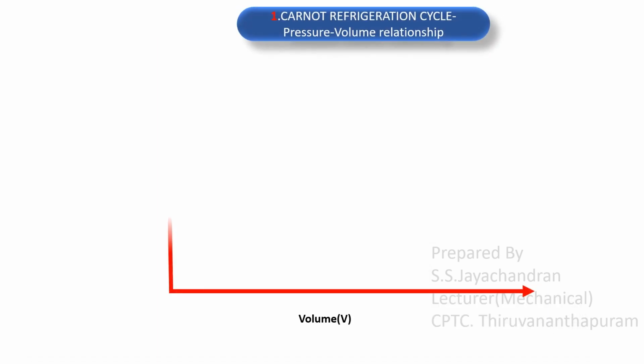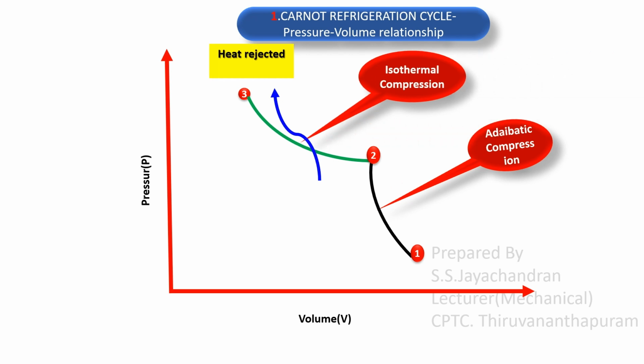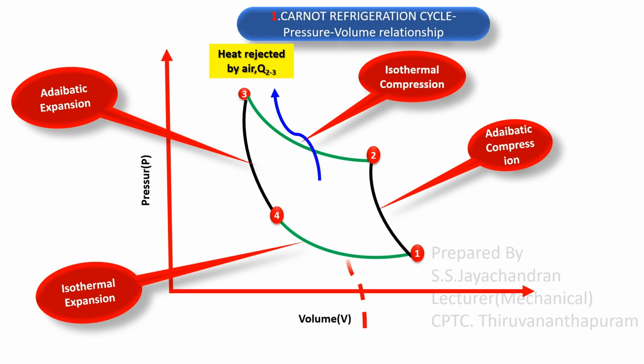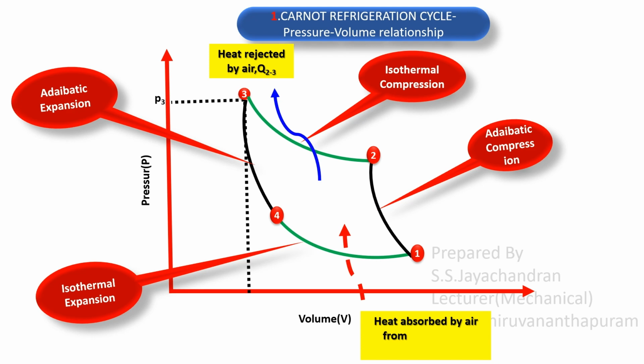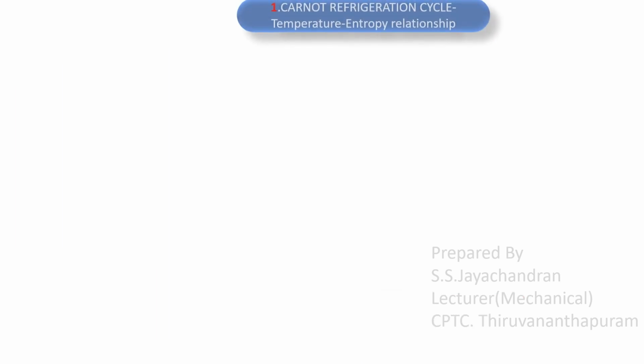The pressure-volume diagram of the Carnot air refrigeration cycle is shown here. Process 1 to 2, adiabatic compression. Process 2 to 3, isothermal compression. Process 3 to 4, adiabatic expansion. Process 4 to 1, isothermal expansion. This cycle is repeated. During process 4 to 1, the heat is absorbed in the space to be cooled, and in process 2 to 3, the heat is rejected.